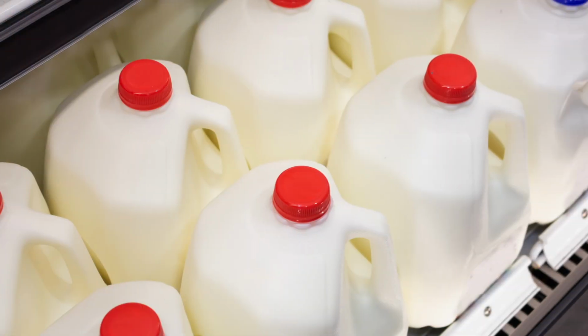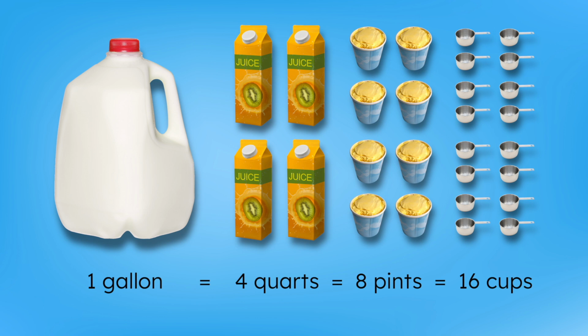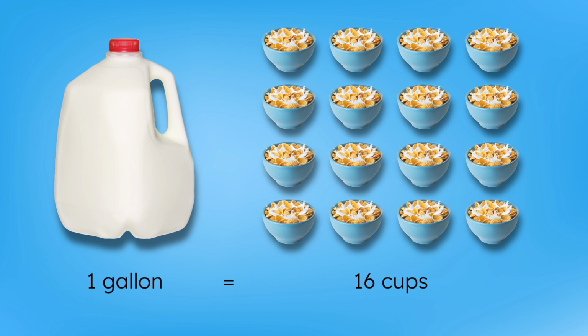And finally, the biggest unit we'll study today, gallons. It's pretty common to find a gallon jug of milk or water. You might even have one in your fridge. 1 gallon equals 4 quarts, which equals 8 pints, which equals 16 cups. A gallon jug holds enough for at least 16 cups of cereal. That's a lot of breakfast bowls.